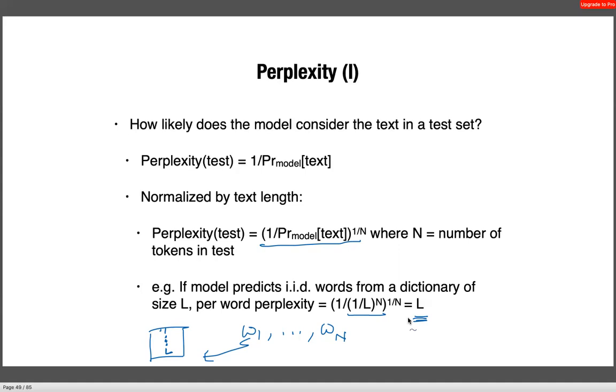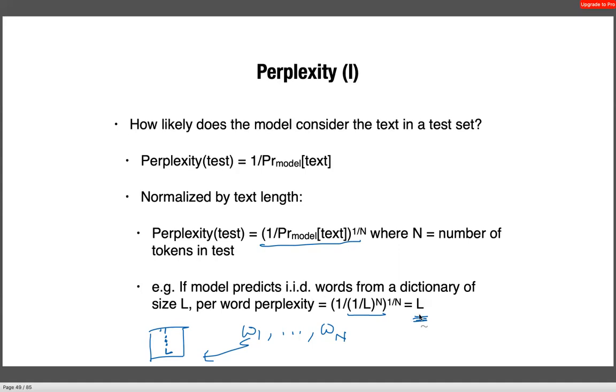Because my model is just picking words with uniform probability from a dictionary of size L. And so the number of most likely next words is just L at each position. I can't do any better than that.